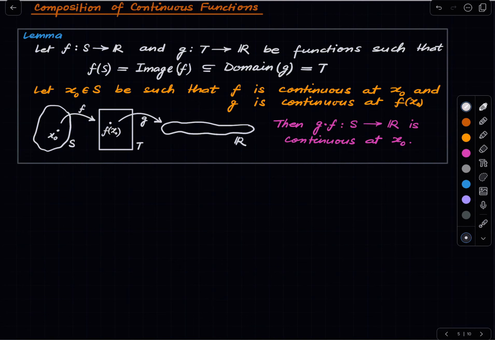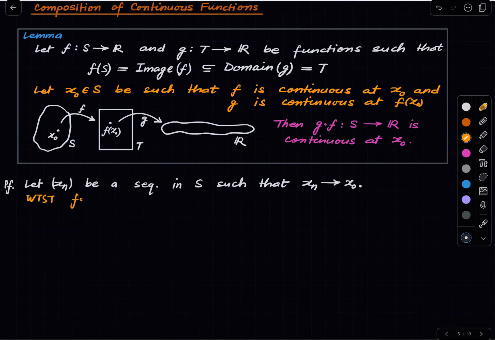Again, this is straightforward using the convergence criterion. So let xn be a sequence in S such that xn converges to x0. We want to show that g(f(xn)) converges to g(f(x0)). Right? Okay, so why is this? Well, we know two things. We know that f(xn) converges to f(x0), and this happens because f is continuous at x0.